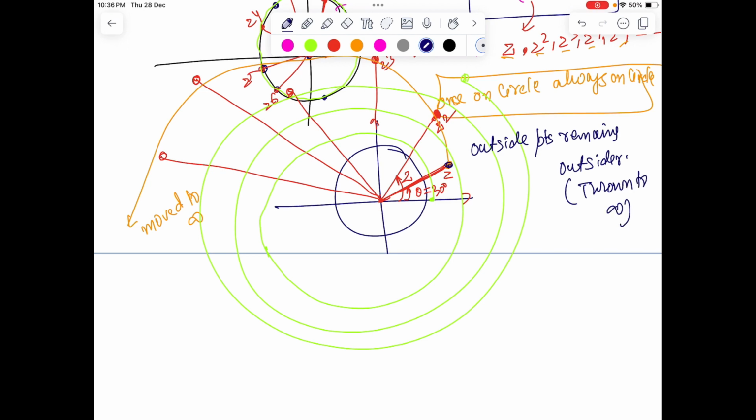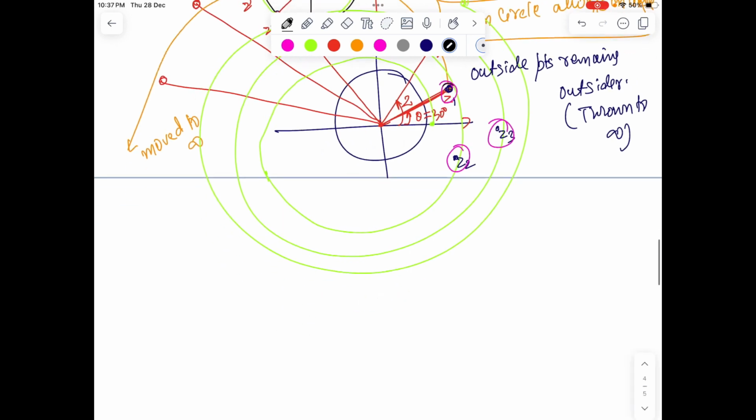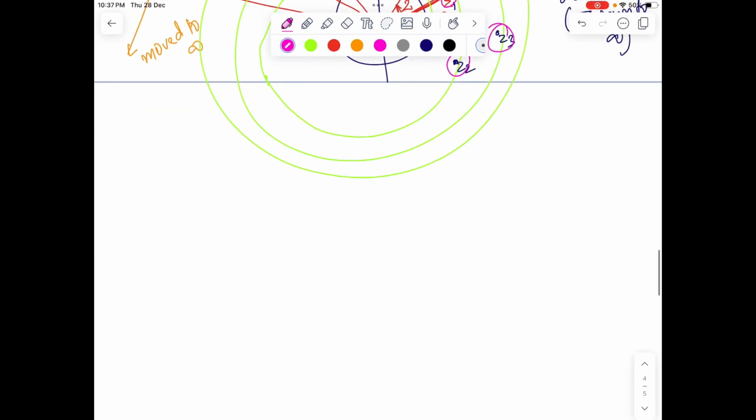Thrown to infinity. So in that sense, whether you start with the point Z1 outside or Z2 outside or Z3 outside, all these points will have the same fate at the end of the day: they will move to infinity. So they suffer the same, like death's miracle. No matter where they are born, they are bound to die and go to infinity, right?